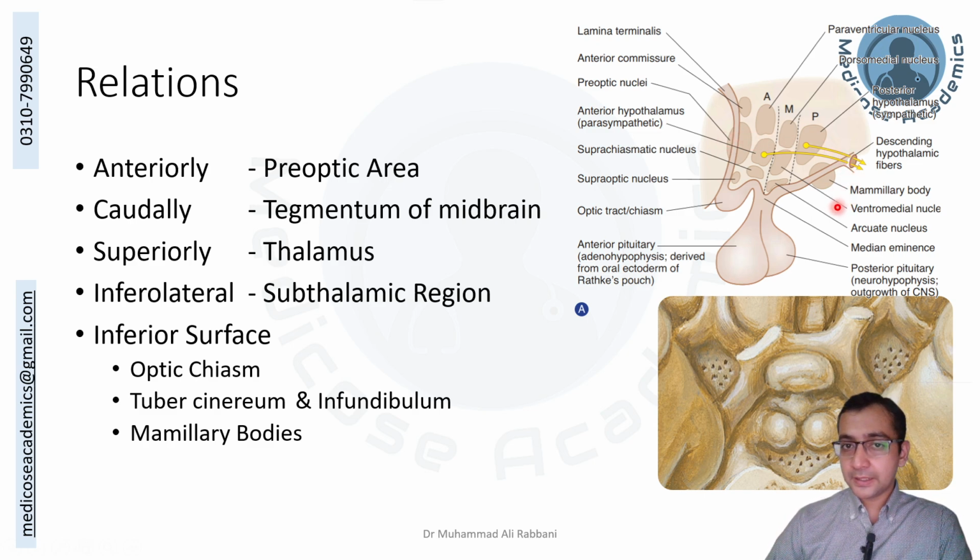Caudally, you will see the tegmentum of the midbrain. Superiorly, you will see the thalamus. Inferolaterally, you will see the subthalamic nuclei, and on the inferior surface from front to back: optic chiasm, tuber cinereum, infundibulum, and pituitary, and the mammillary bodies behind. Optic chiasm, tuber cinereum, stalk and pituitary, and mammillary bodies.